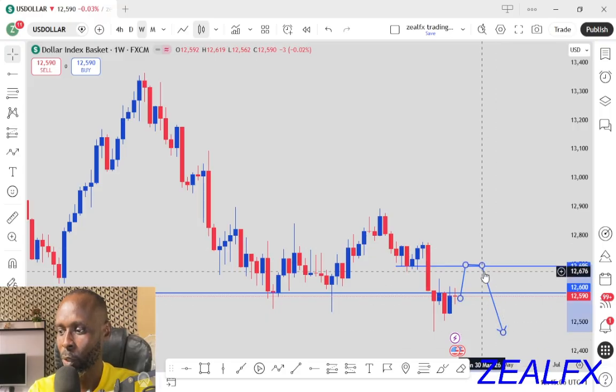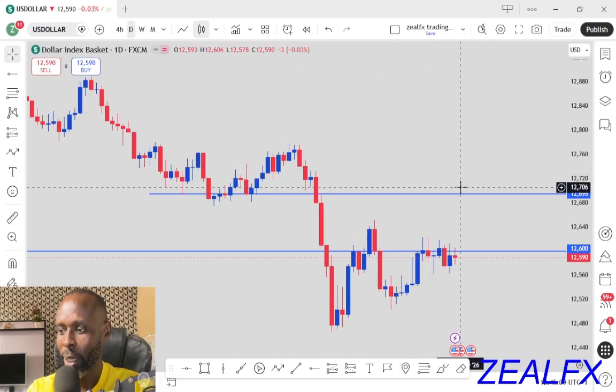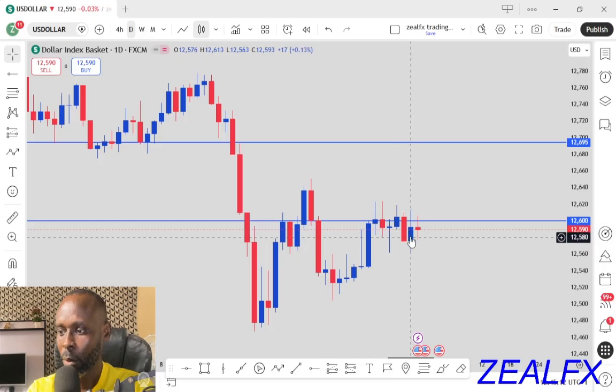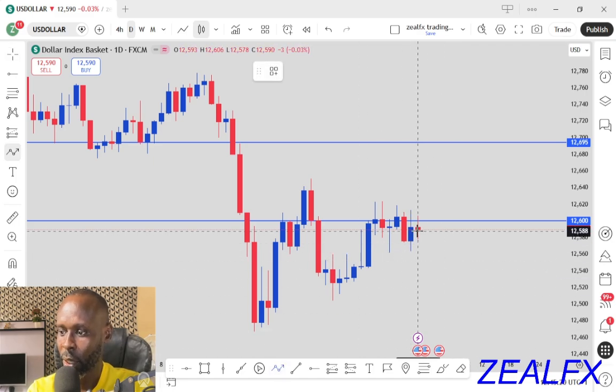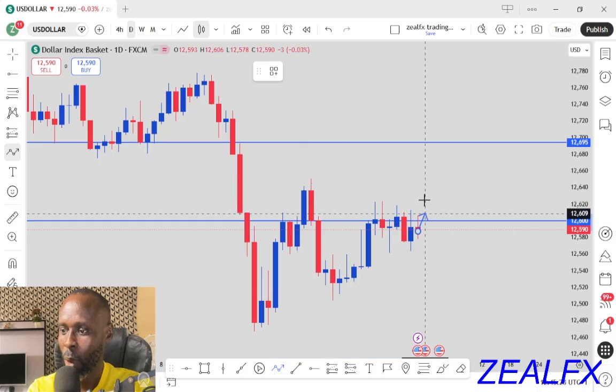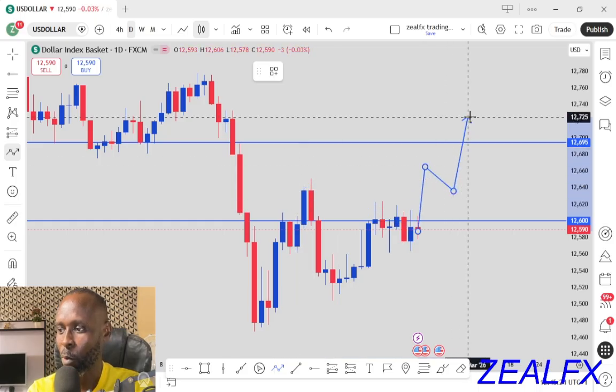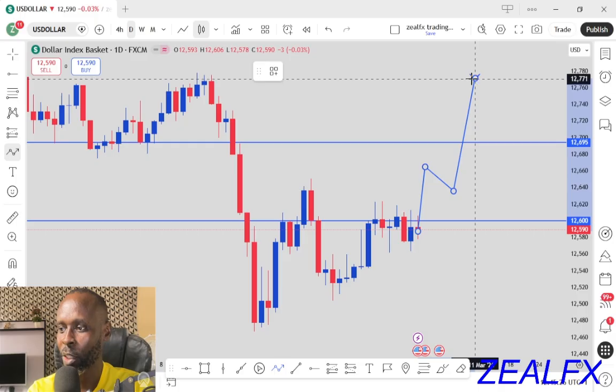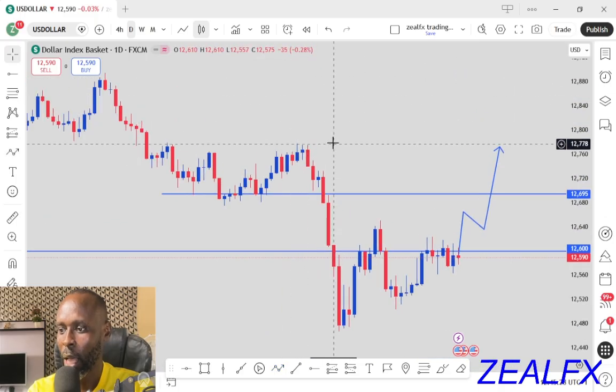So let's go back to the daily chart of the dollar index. On my daily chart, you can clearly see price closed on a support and price also closed on a weekly resistance. This is an indication of price reversal to this lower high level, and a break of that level might trigger more bullish move for price to this major structural level on the dollar index.